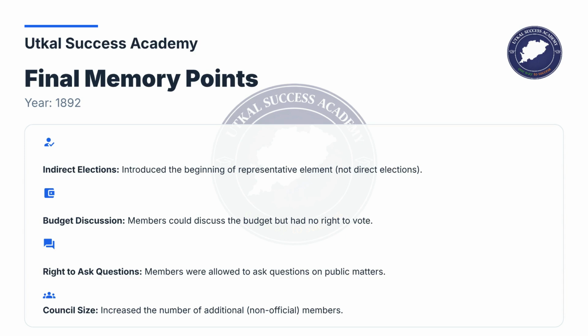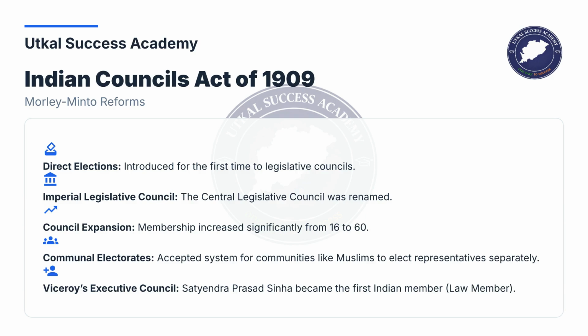It introduced indirect elections and the right to discuss the budget and ask questions, marking a limited increase in Indian political engagement. Moving on to the Indian Councils Act of 1909, known as the Morley-Minto Reforms.